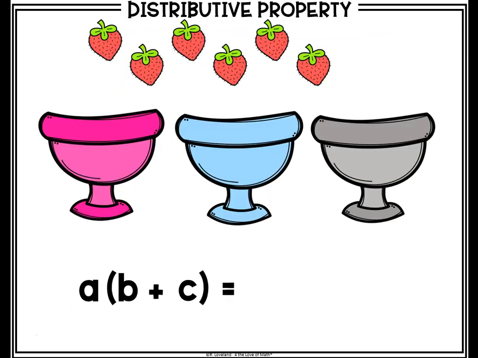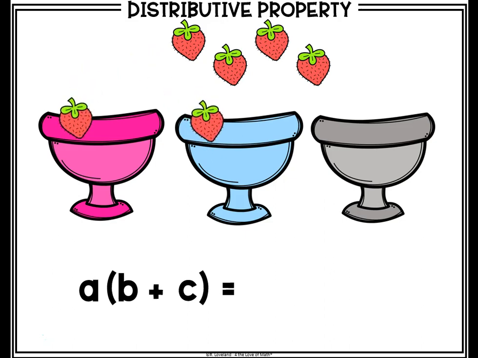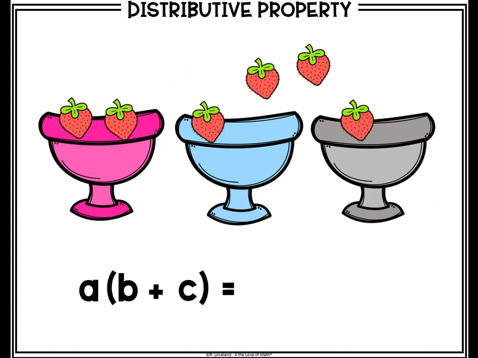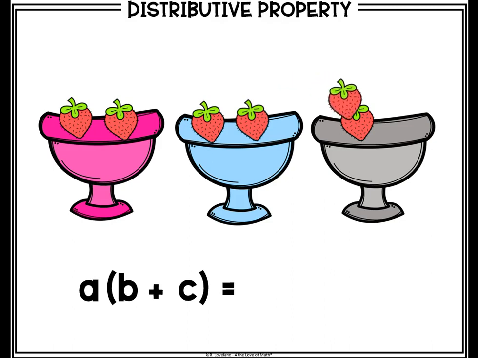Well, let's talk about what distributing means. Distributing is giving out or dealing out certain things. So if I'm going to distribute the strawberries to these cups, I'm going to give one to the pink cup, one to the blue cup, one to the gray cup. Each cup gets one. Again, one to the pink cup, one to the blue cup, one to the gray cup.